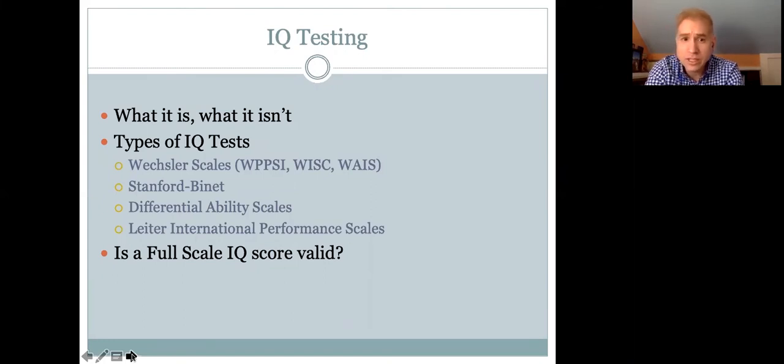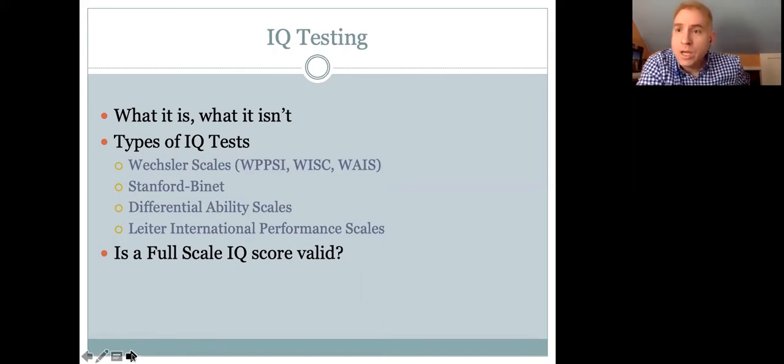There's not only one IQ test; there are many different types put out by different companies. Probably the most famous and most widely used in the public schools are the Wechsler scales. The WISC is the most common one for children aged 6 through 16, the Wechsler Intelligence Scale for Children. There's also the Stanford-Binet, the Differential Ability Scales, and the Leiter.